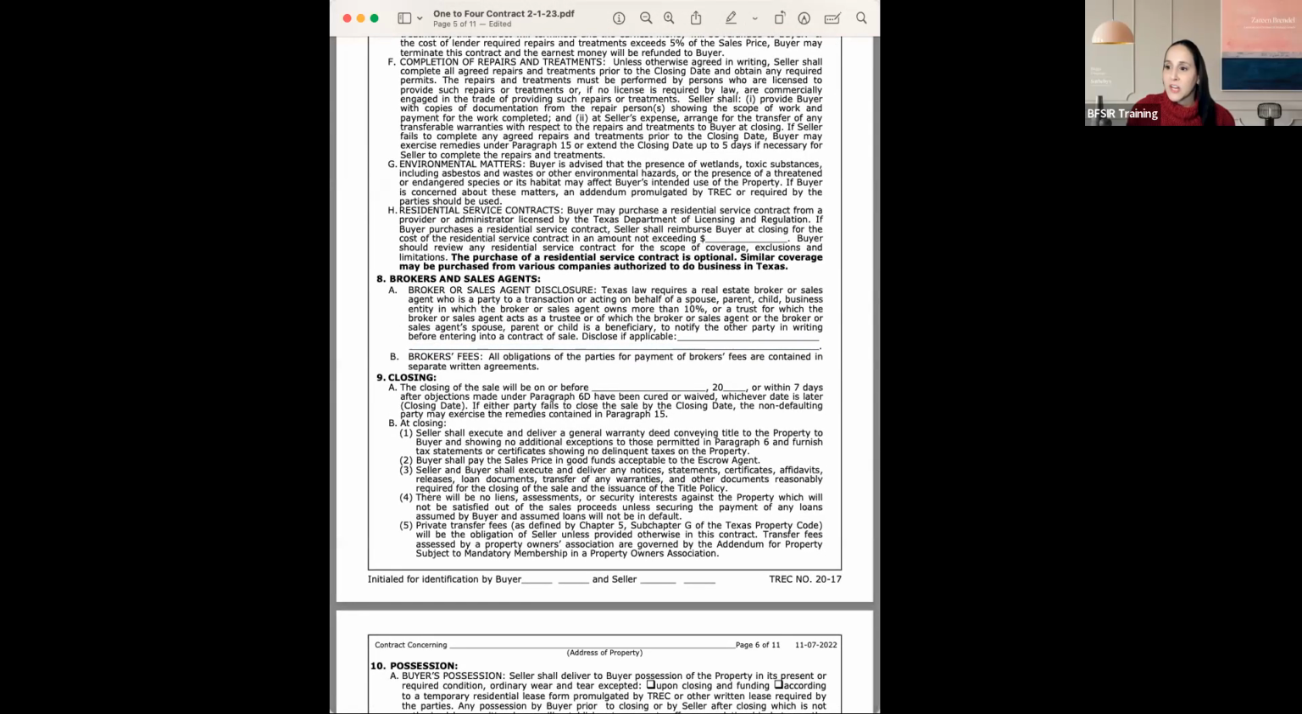Okay, so this is one little change. It used to say just residential service company here, and they changed that language to provider or administrator licensed by the Texas Department of Licensing and Regulation. They defined what a residential service company is. So that's the only change there.